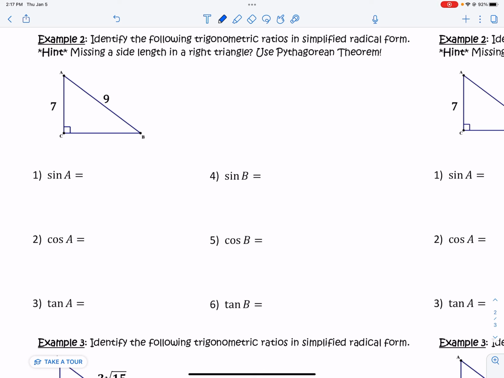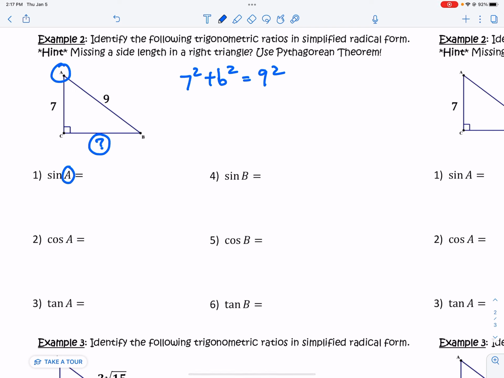Right, so for this one, I don't know what this side is, so I am going to use Pythagorean theorem. So maybe 7 squared plus b squared equals 9 squared. And whatever answer I get from here, for B, I'll put it into here. And then I will help you label with angle A first.